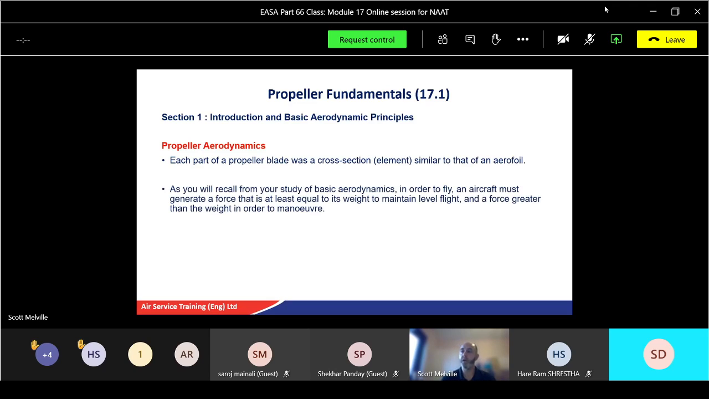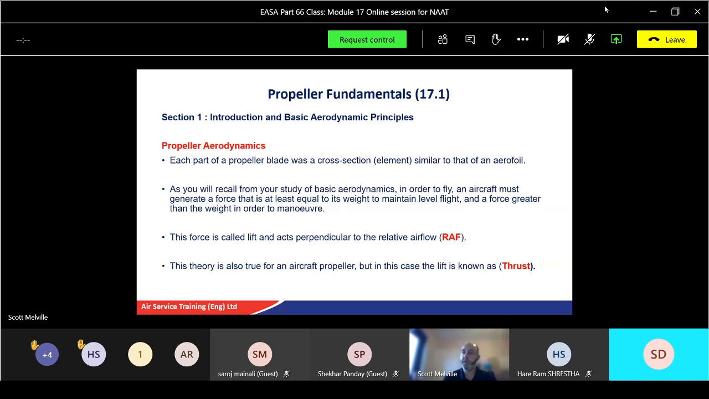In order to fly, an aircraft must generate a force at least equal to its weight to maintain level flight, and a force greater than the weight in order to maneuver. And maneuver may mean turning. So we need to generate a force. That force is called lift, and it's perpendicular to the relative airflow, or RAF for short. So back to modulate, as the wing is moving through the air, the air flowing over it will produce lift. Again, we'll recap this as we go through.